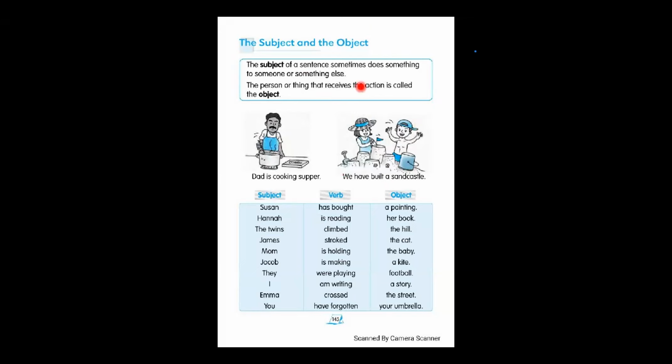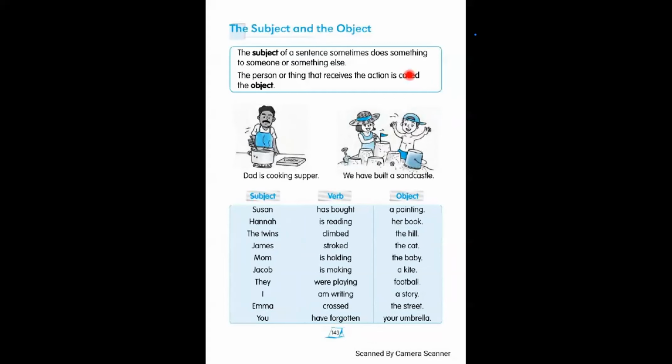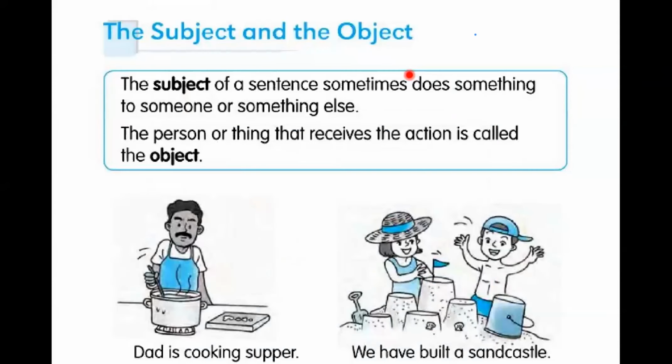And usually subjects, when do they come? Do they come in the beginning of the sentence or in the end of the sentence? I'm asking about subjects, beta. Subjects come in the beginning of the sentence. Very good. And objects usually come in the end of the sentence. Subjects appear in the beginning of the sentence and objects appear at the end of the sentence.